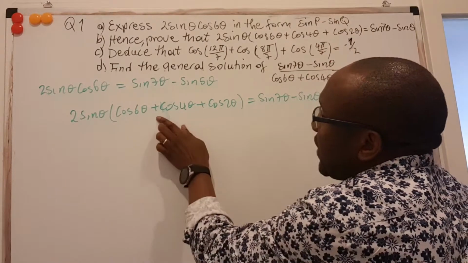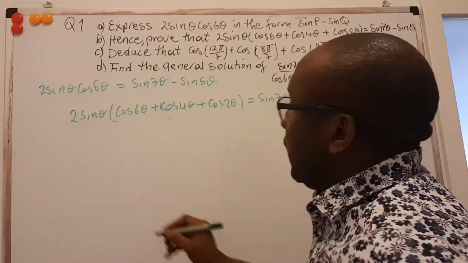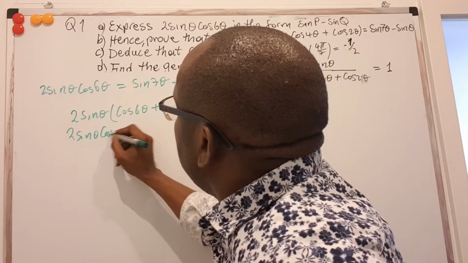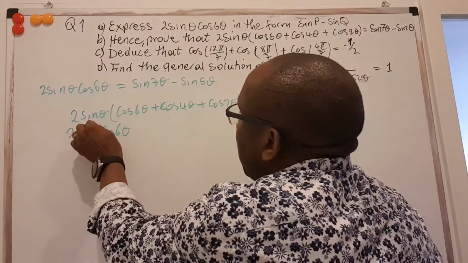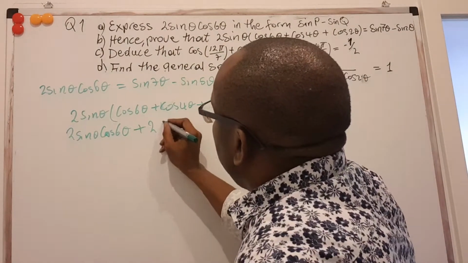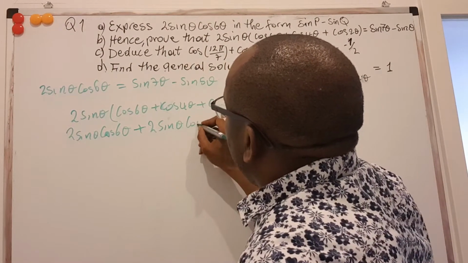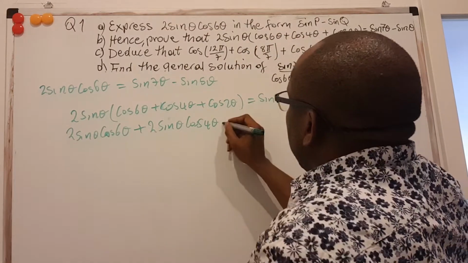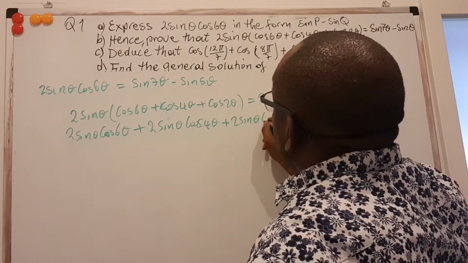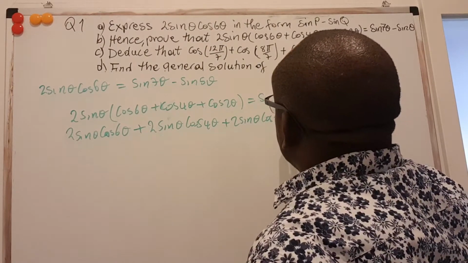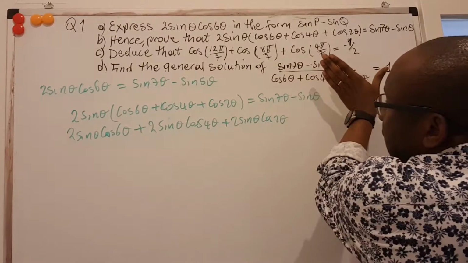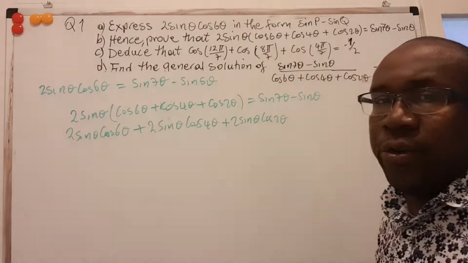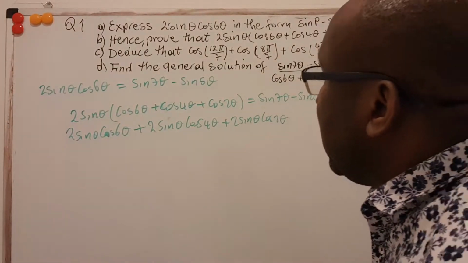So we'll start from the left hand side. If I open this up, I get 2 sine theta cos 6 theta, plus 2 sine theta cos 4 theta, plus 2 sine theta cos 2 theta. So we'll leave the right hand side for now and see if we can work with the left hand side and do some work to come out with the right hand side.